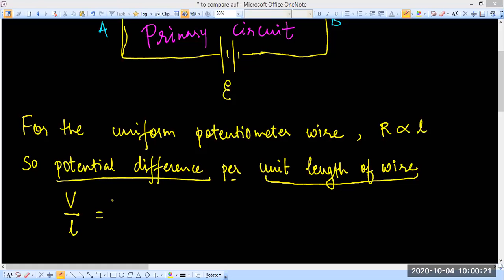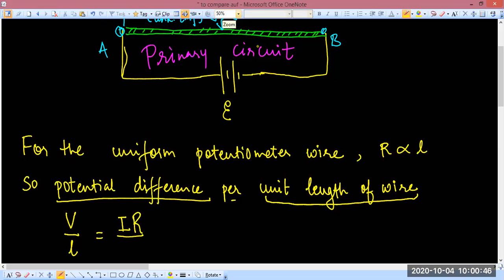Now V upon L. V is the potential difference. Suppose the total resistance of the wire is R. So let's say the whole wire has total resistance R. So V is equal to IR by using Ohm's law.